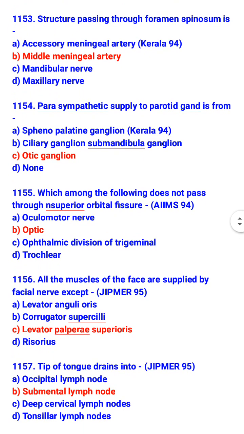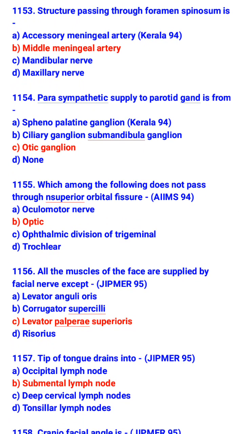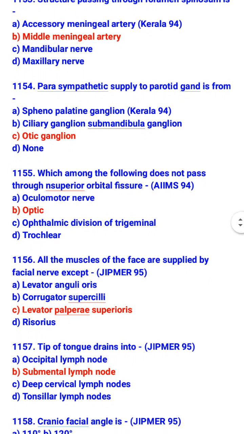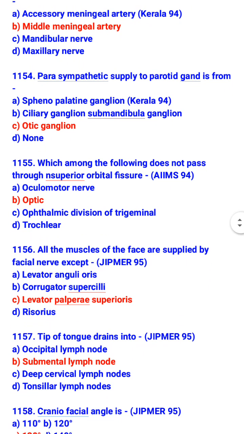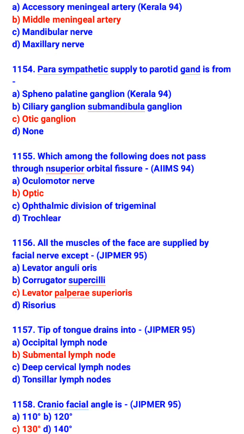Which among the following does not pass through superior orbital fissure? Optic nerve. So what passes through superior orbital fissure? Oculomotor nerve, ophthalmic division of trigeminal nerve, and trochlear nerve.